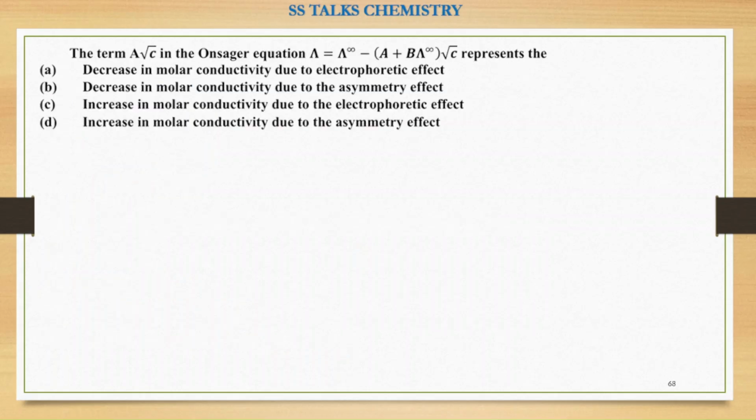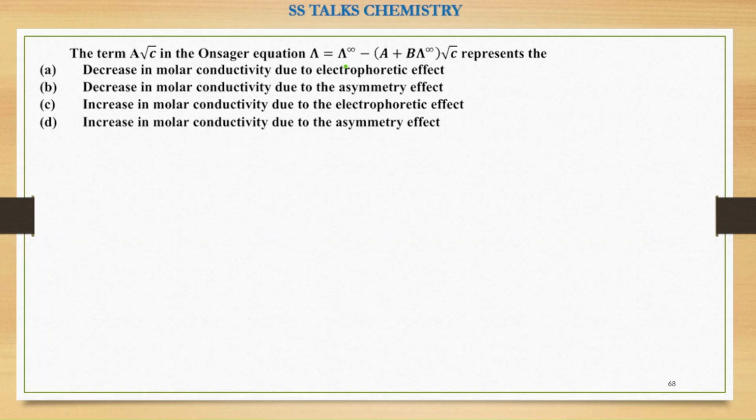Okay. Next one is this question. The term A under root C in the Debye-Huckel-Onsager equation, which is lambda, the molar conductance at some concentration, is equal to the molar conductance at infinite dilution minus (A plus B times lambda infinity), all multiplied by the square root of C.